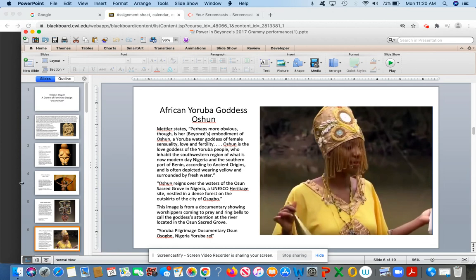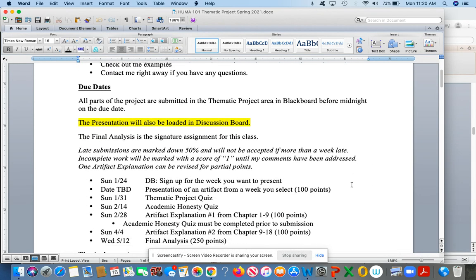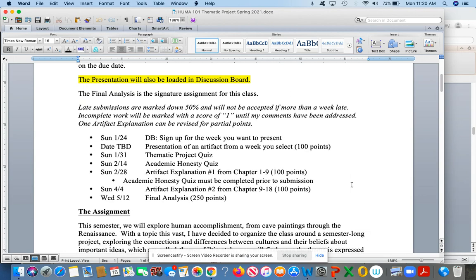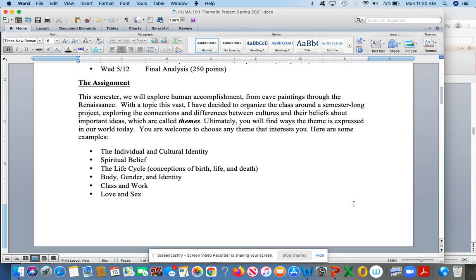So if that seemed like too much, I apologize. But for me, it's a great place to start to look at where we're going to end up. The good news is that we break this up into a variety of different short assignments. So this is the assignment sheet. And what you have in here are the basic due dates. You can see what we're doing over the course of the semester. And the assignment sheet has a lot of definitions for you.